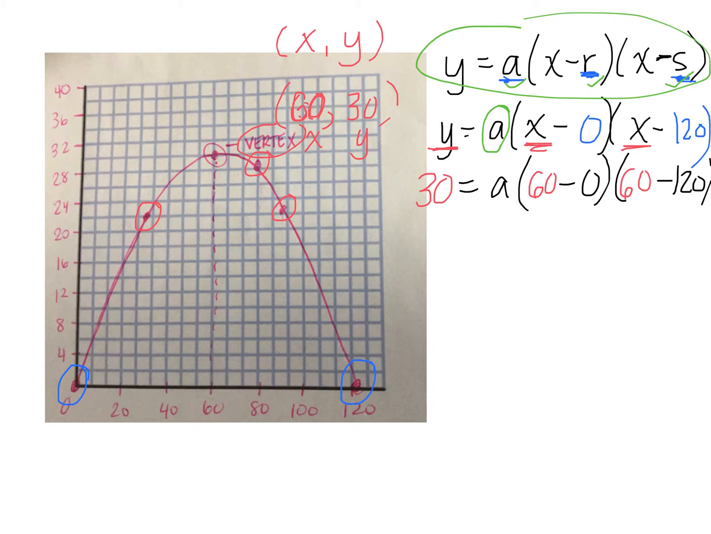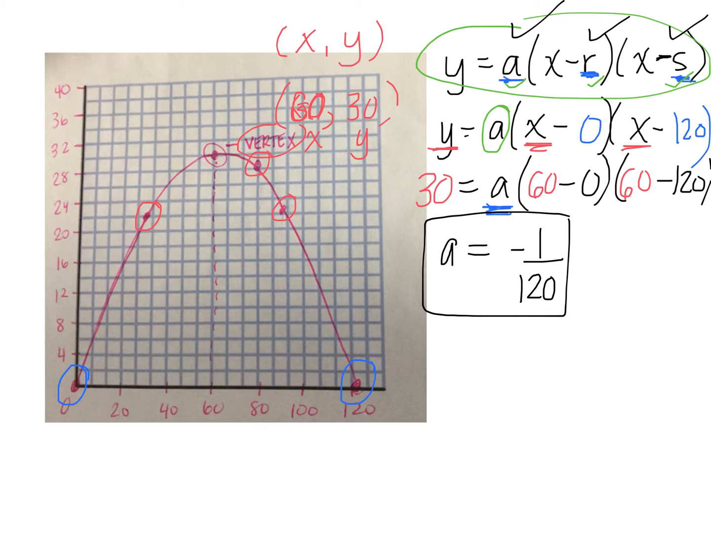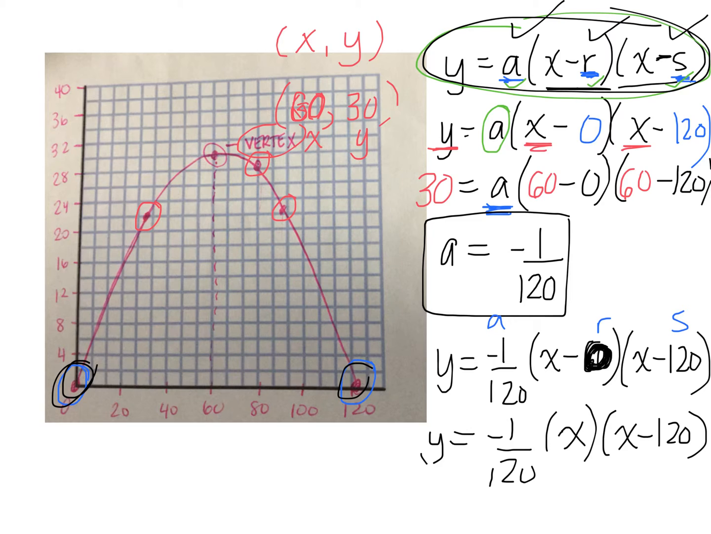Now we only have one unknown variable, and you've learned this in grade 9, grade 8, how to isolate a variable. Solve for A now. Okay, find A. A is equal to negative 1 over 120. Okay, now that you know A, you know R and S. What's the equation in factored form? Write it out. Can you simplify that again? Can you expand that? We're going to do this part first.